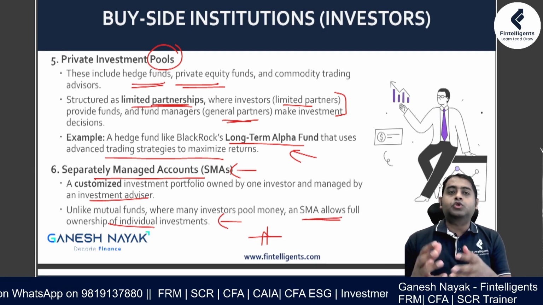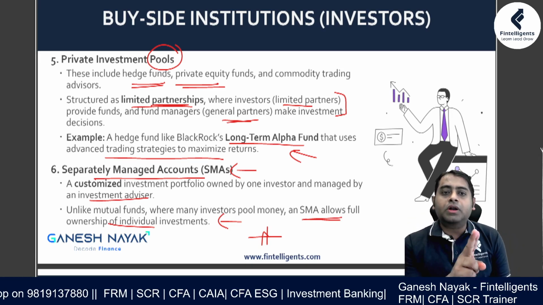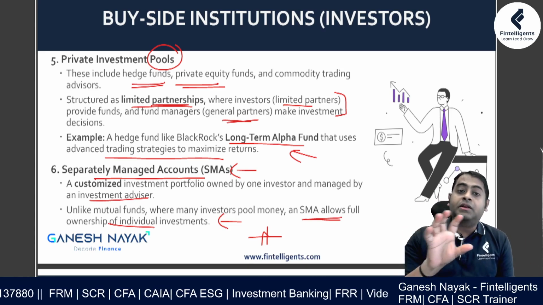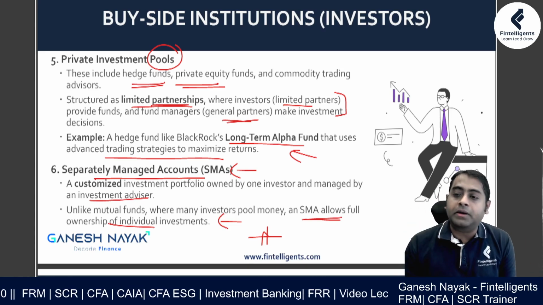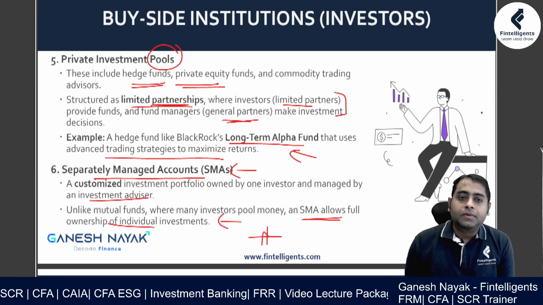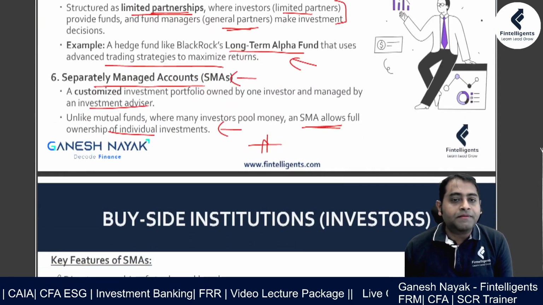So think of it like this. Shubham has 500 crore rupees available. He has invested 200 crores into a hedge fund, which is a pool. And he wants to make sure that the remaining 300 crore is managed separately. So it is a part of the strategy. Right, Shubham? We are moving ahead. I hope everybody is with me.